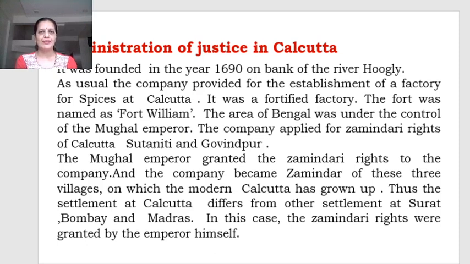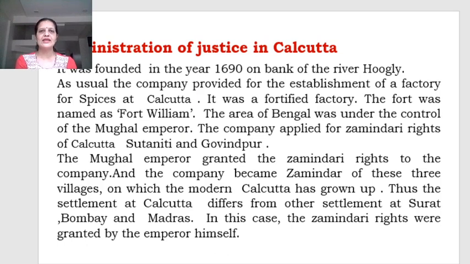The company applied for zamindari rights of Calcutta, Sutanuti and Govindpur. So these were the three villages, and the company secured zamindari rights of these three villages from the Mughal emperor. So the Mughal emperor granted the zamindari rights to the company, and thereby the company became zamindar of these three villages on which the modern Calcutta has developed or grown up.